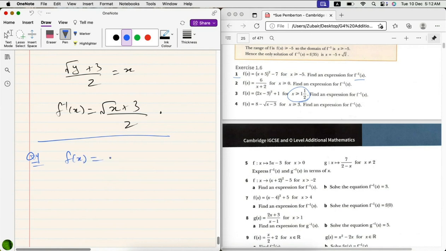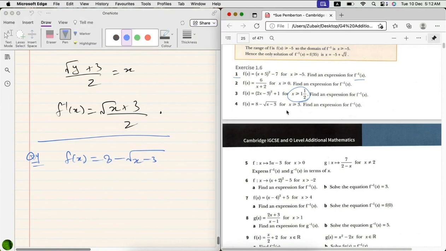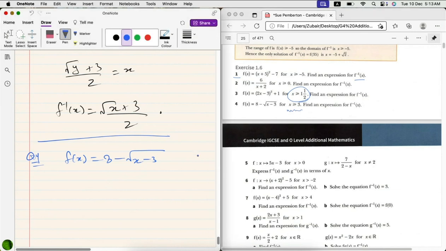F of x is equal to 8 minus square root of (x minus 3). It says for x greater than 3. Obviously, we cannot have negative value inside the square root. Step 1 is equating with y. Now we make x the subject.